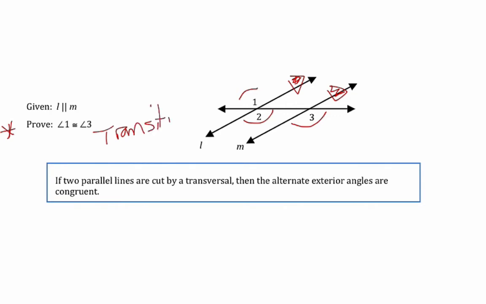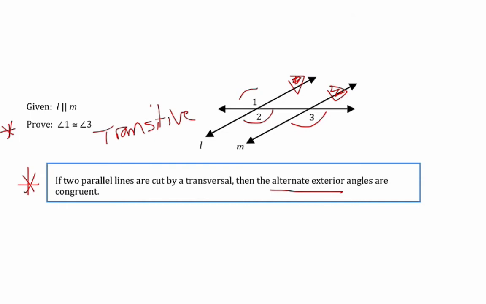So we have a very similar proof. I'm not going to write this one out. 1 and 2 were vertical, 2 and 3 were corresponding, so 1 and 3 are congruent by the transitive property. But angle 1 and angle 3 are alternate exterior. So it also is true that if you cut parallel lines with a transversal, my alternate exterior as well as my interior angles are congruent. So the next time someone asks me if 1 and 3 are the same, I will write this theorem down and use that as a reason.